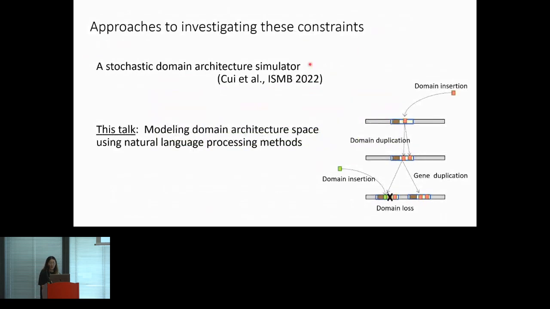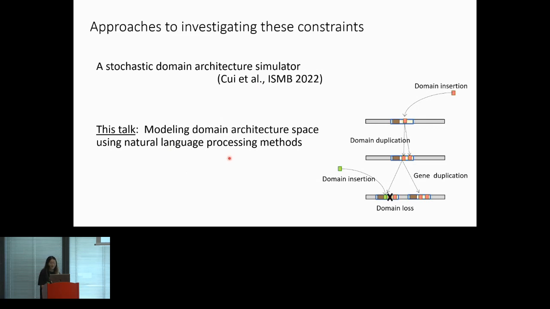As a first step, we built a domain architecture simulator to mimic these constraints. And this gives us a handle on what the issue might be. The simulator uses a sampling process guided by genuine bigram statistics. I spoke last year at ISMB in this track about this project. And this year, I'm going to talk about modeling domain architecture space using natural language processing methods.